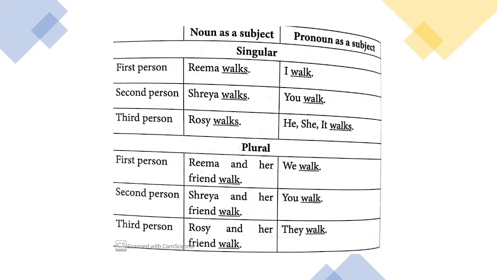Here we can see the answer. I have already pasted the answer, so you have to write it down. The first person: Rima walks, I walk. Shreya walks, you walk. Rosie walks, he, she, it walks. Plural form, first person: Rima and her friend walk, we walk. Second person: Shreya and her friend walk, you walk. And third person: Rosie and her friend walk, they walk.